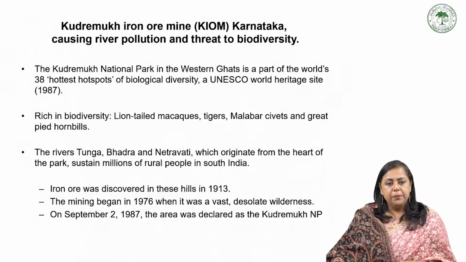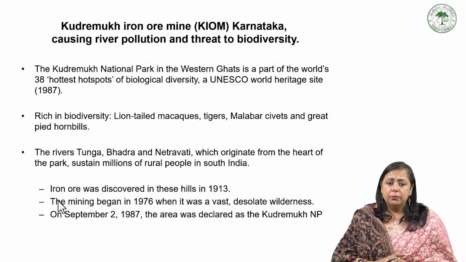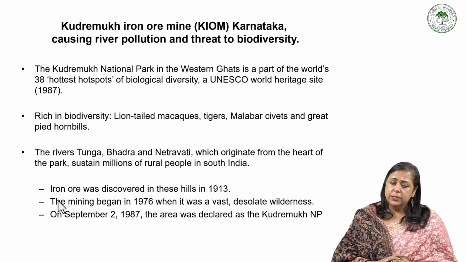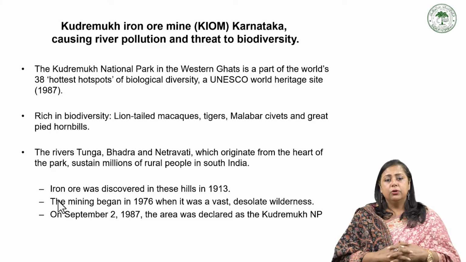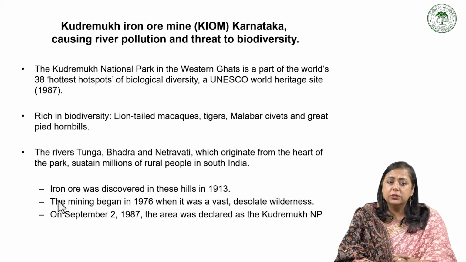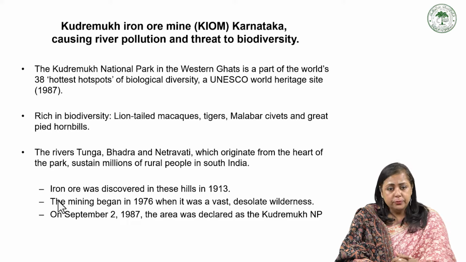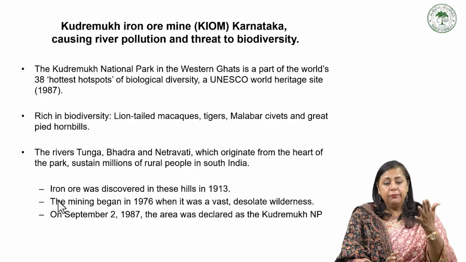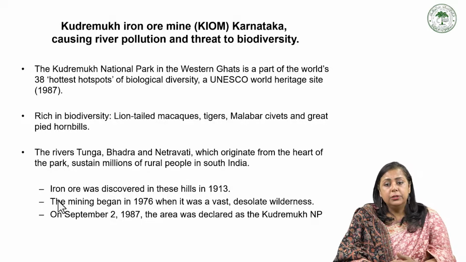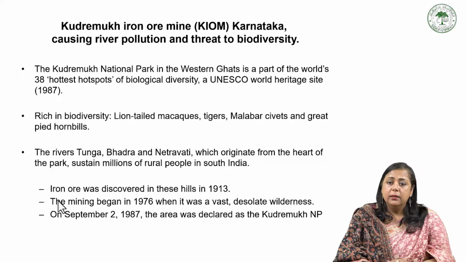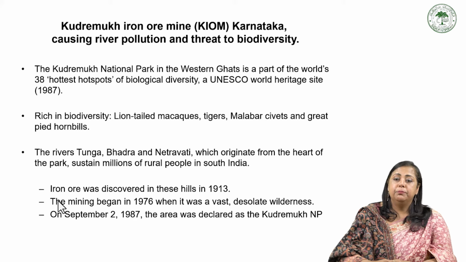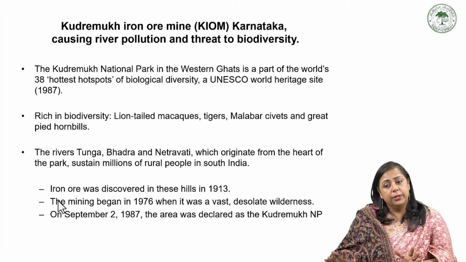So the next is the Kudremukh iron ore mine, Karnataka. Kudremukh is a very important national park situated in the Western Ghats. The Kudremukh National Park in the Western Ghats is a part of the world's 38 hottest spots of biological diversity, and a UNESCO World Heritage Site also. From Kudremukh, three rivers, Tunga, Bhadra, and Netravati, originate from the heart of the park and sustain millions of rural people in the area. Along with the water, the area is also rich in biodiversity.